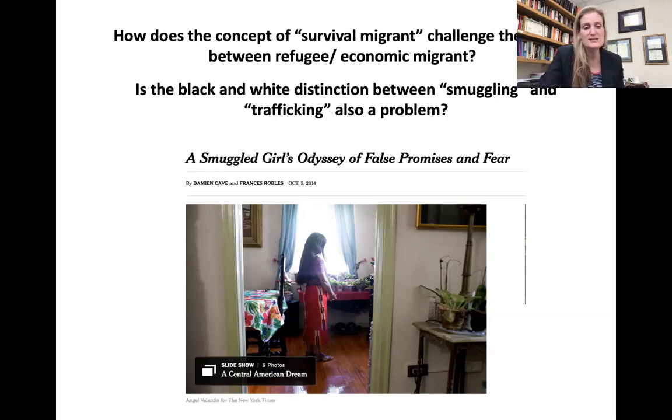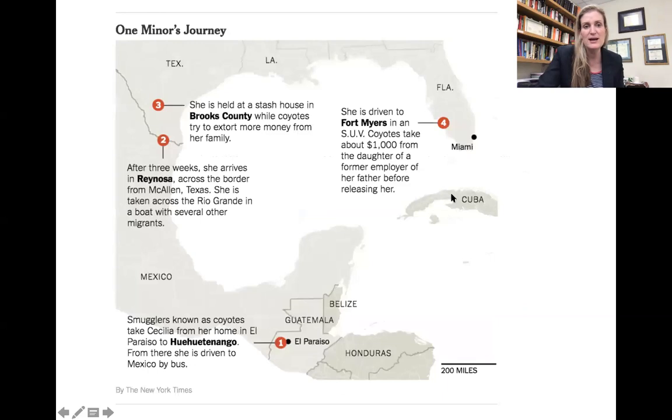What happens to Cecilia when she gets to the United States? Actually, to Brooks County. She gets held in a stash house, and she's held there for a really long time, and the coyotes are trying to get more money from her family, but they've literally given everything they had. They put up the deed for their house, and there was also the loan of $7,000 as well. So they literally had absolutely nothing for her. And so even though it was a gesture of good faith for her family to send her over, they ended up being screwed out of it completely.